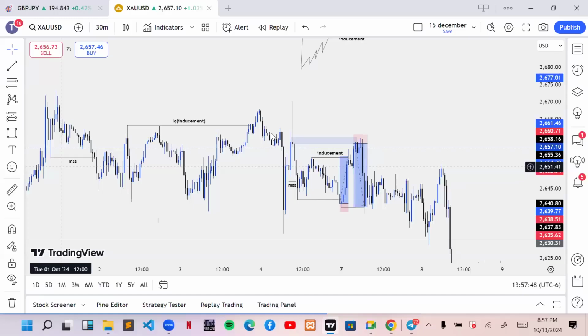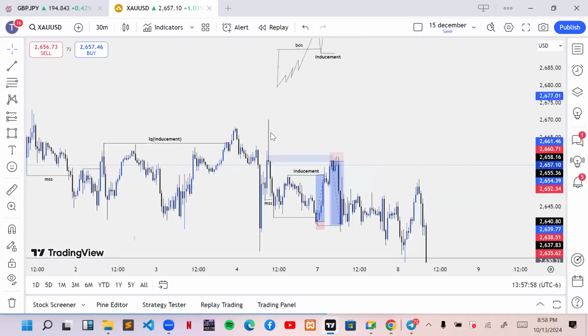Where is my market structure shift or my break of structure? What is my liquidity? That is my inducement. And what is my point of interest? I see my market structure shift. I see my inducement. Let's now look at the point of interest.